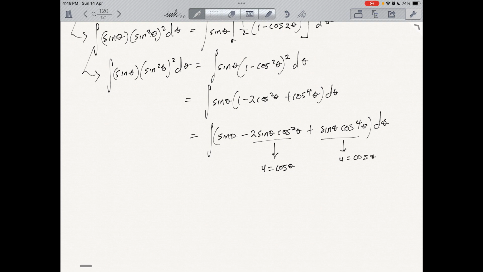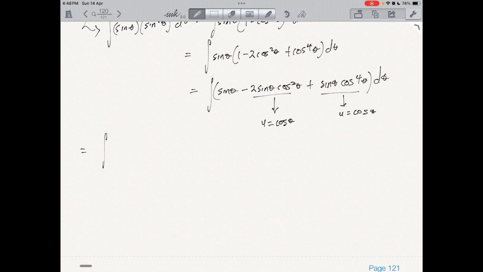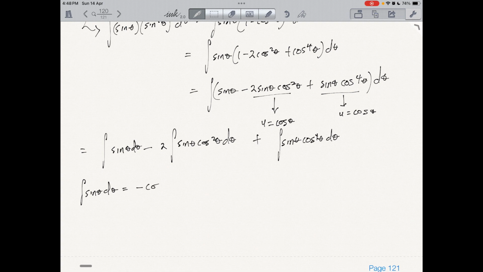Now let's spread it out. We have the integral of sine theta, minus the integral of 2 sine theta cos squared theta, remember we are integrating with respect to theta, plus the integral of sine theta cos raised to power 4 theta d theta. Now we know that integrating sine theta d theta, we will have minus cos theta plus c. Now let's integrate 2 sine theta cos squared theta d theta.